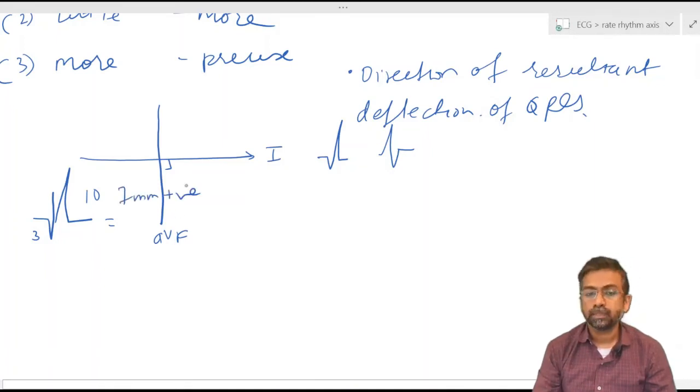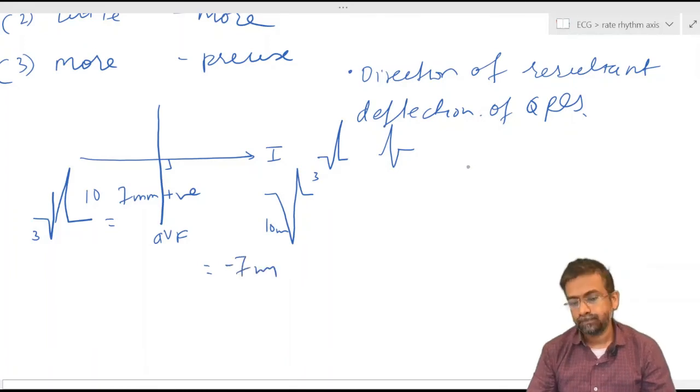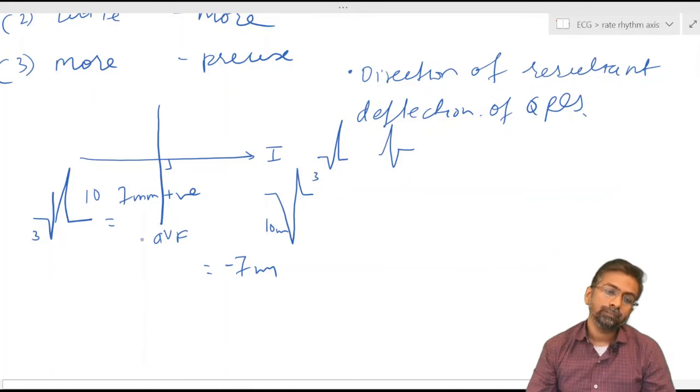Okay, take another condition. This is a Q wave, this is an R wave. Here it is 10 mm negative, 3 mm positive. What is the resultant deflection? Negative 7 mm. Okay, so this is how you calculate the resultant deflection. So let's see an ECG example.